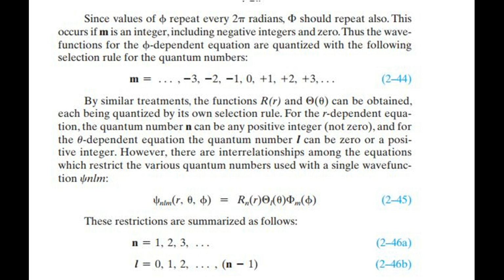By similar treatments, the functions R and Θ can be obtained, each being quantized by its own selection rule. For the r-dependent equation, the quantum number n can be any positive integer, not 0. For the θ-dependent equation, the quantum number l can be 0 or a positive integer. However, there are interrelationships among the equations which restrict the various quantum numbers used with a single wave function. These restrictions are summarized as follows.